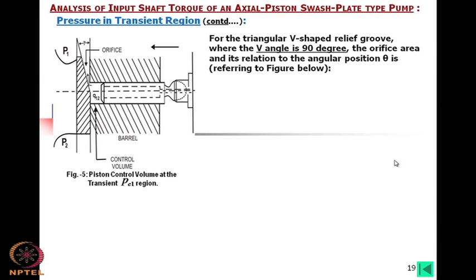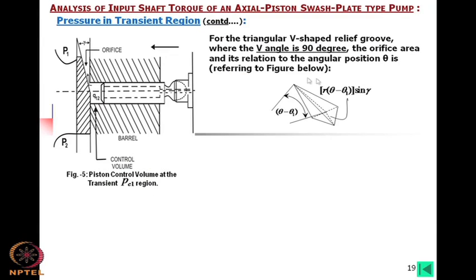Now, pressure in the transient region. In this case, to analyze the pressure, what will be the pressure variation while a piston moves from 0 degree to 360 degree, that we will analyze first, then that pressure is considered for the further analysis of the flow, pressure, etcetera. Now, in this case we have considered this V angle as 90 degree, that means if we consider this silencing groove, we have considered it V shaped, that means it is ramped in this direction as well as in these directions.